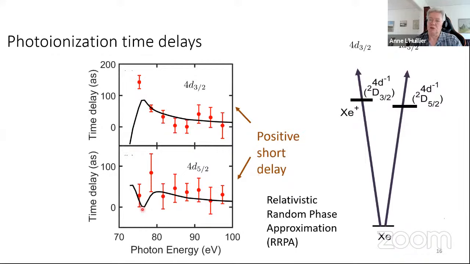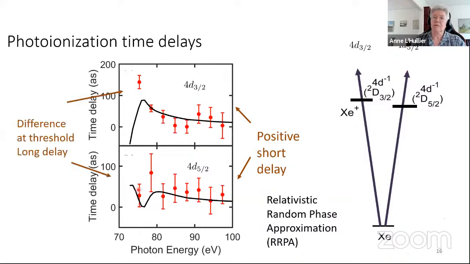And then at threshold, there is something happening. The two curves do not look the same. And actually the delay becomes very large, more than 100 attoseconds, and here it varies differently, but also being very large. So how can we interpret what we see? Here again, difference at threshold and rather long delays.